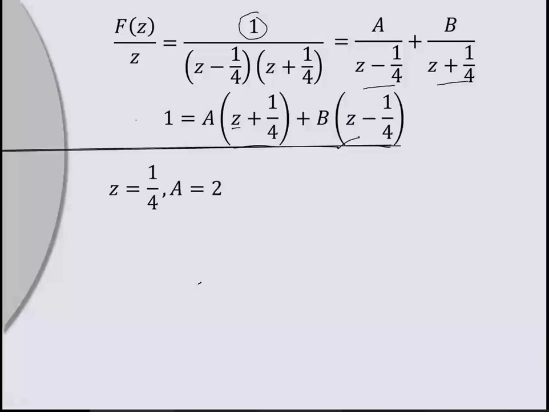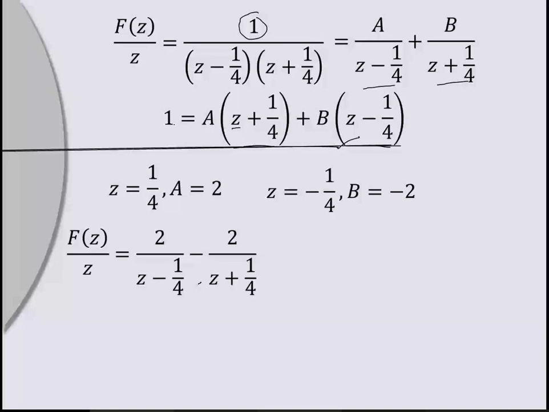And when we put z equal to minus 1 by 4, the first term gets cancelled. Minus 1 by 4 minus 1 by 4 will be minus 2 by 4, that is minus half. Take that minus half to the other side, it becomes minus 2. So b is equal to minus 2 for z equal to minus 1 by 4. Okay, now substitute this a and b. F of z by z becomes 2 upon z minus 1 by 4 minus 2 upon z plus 1 by 4. Okay, now take z to the other side.